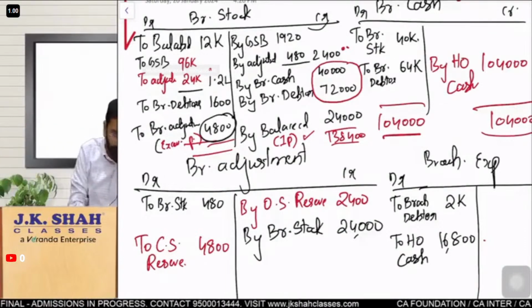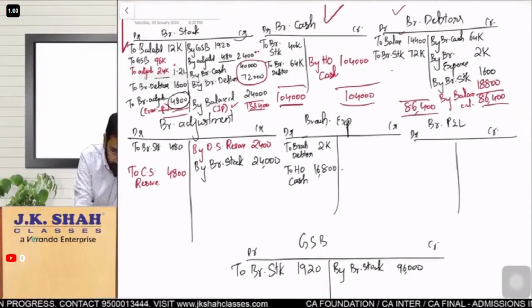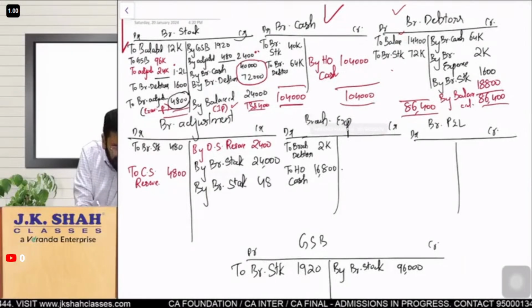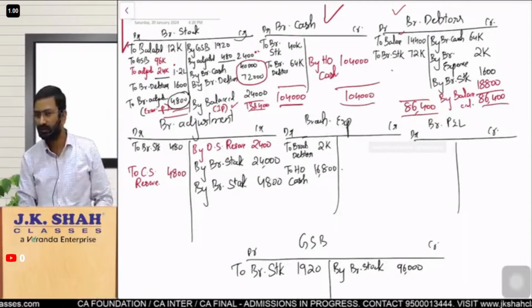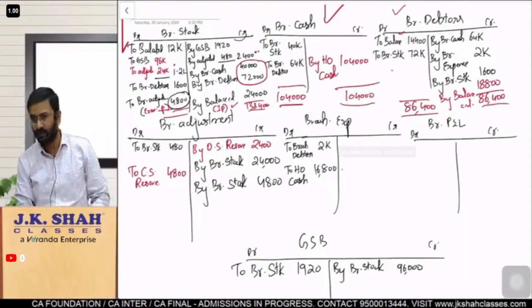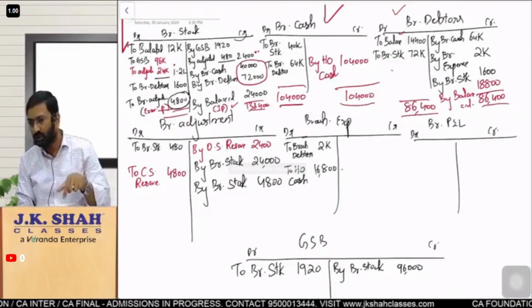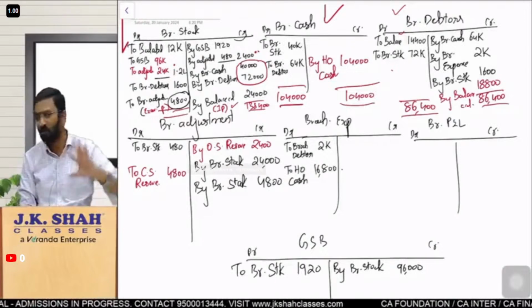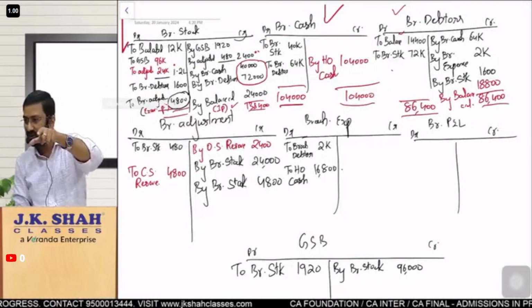In the adjustment account, what is the posting? By branch stock, 4800. What if debit is more? Two possibilities. One, either they might have sold at less than IP. Two, the goods might have been lost. If credit is more, only one possibility: sold at more. But if debit is more, it can be sold at less or goods are lost.